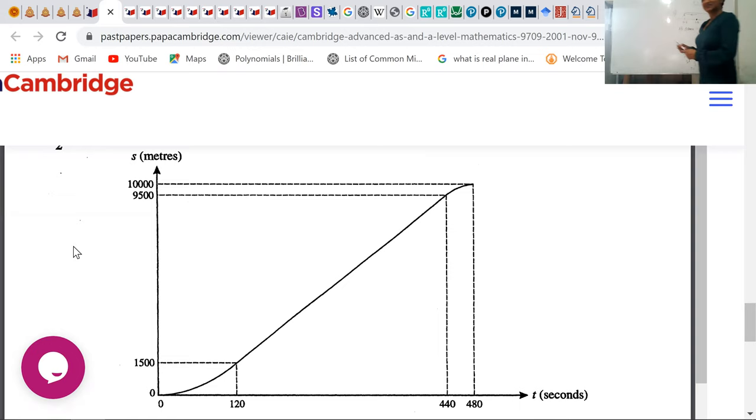Number 2, you have a displacement time graph. S in meters, T in seconds. The graph goes curved in the beginning like that, and then straight. See here, this is 120. This is 1500.